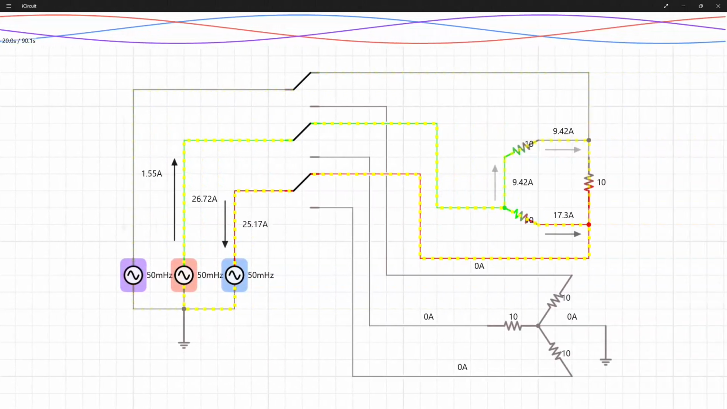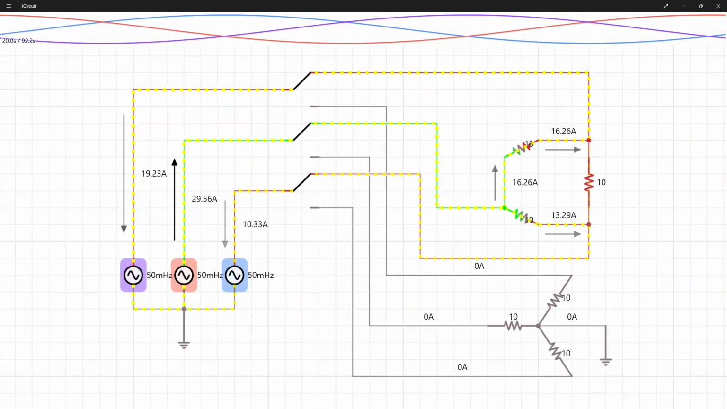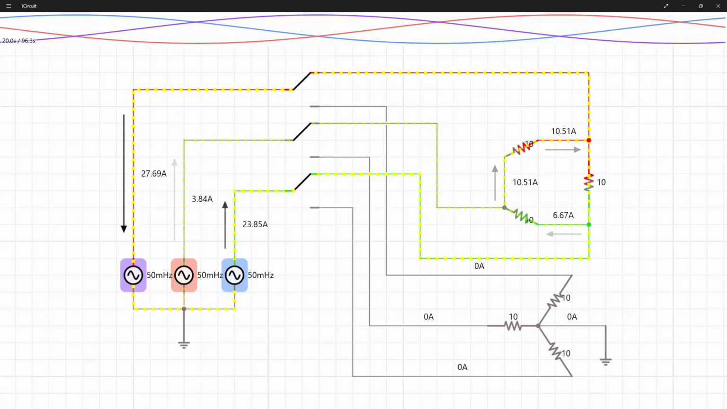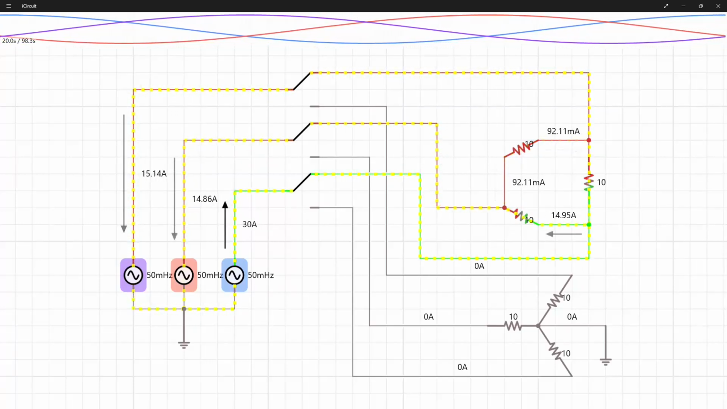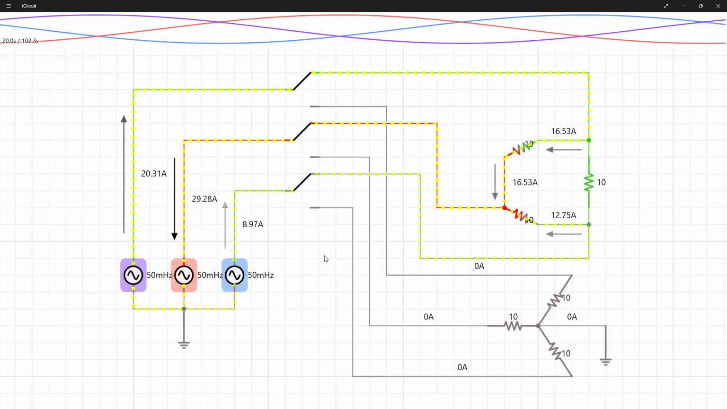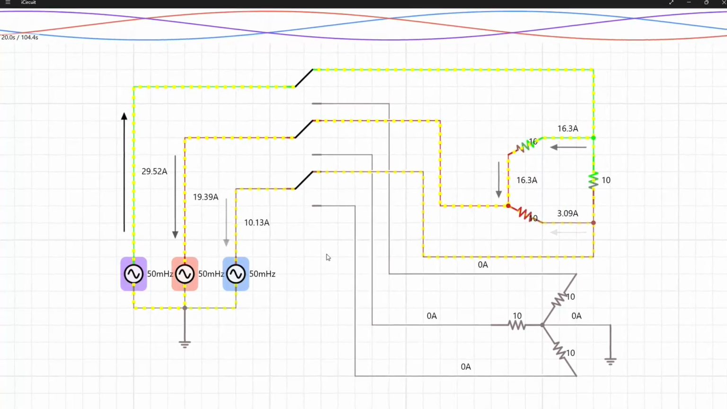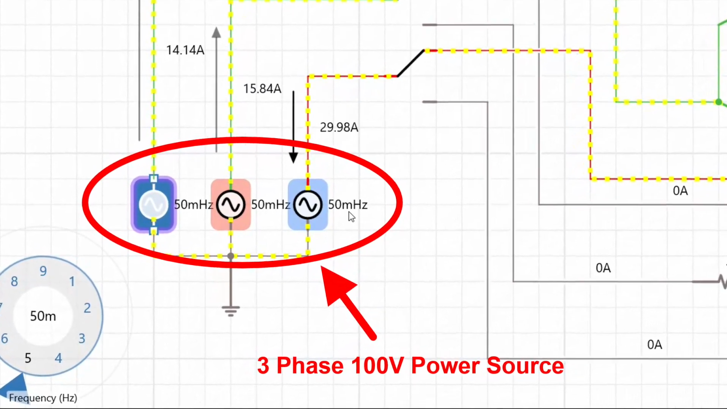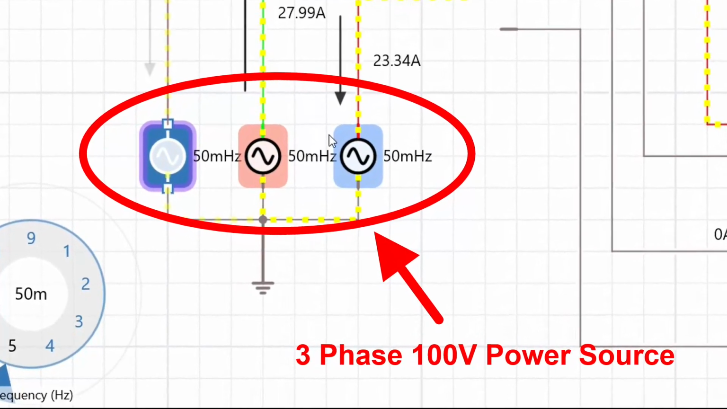Okay, so let's explain the difference between a delta and a Y, and specifically what I want to talk about is how it applies to the load. So here in this diagram, I have three different examples, and each one is going to have a delta and a Y load. On this right here, even though these are 50 millihertz, I just did that so that we could slow it down so you can see it.